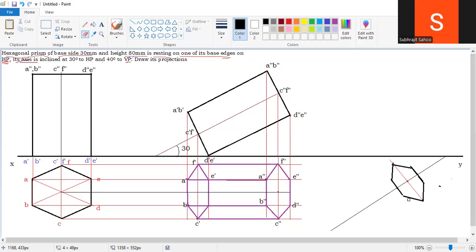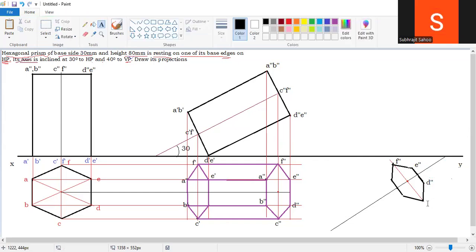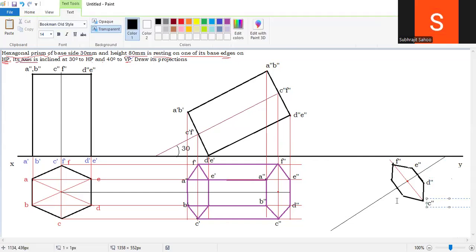Then, what I will do? Observe. Next, sir, these points are over, not? F double dash point is over. E double dash point is over. D double dash point work is over. C double dash also over. B double dash, finally A double dash. Right.